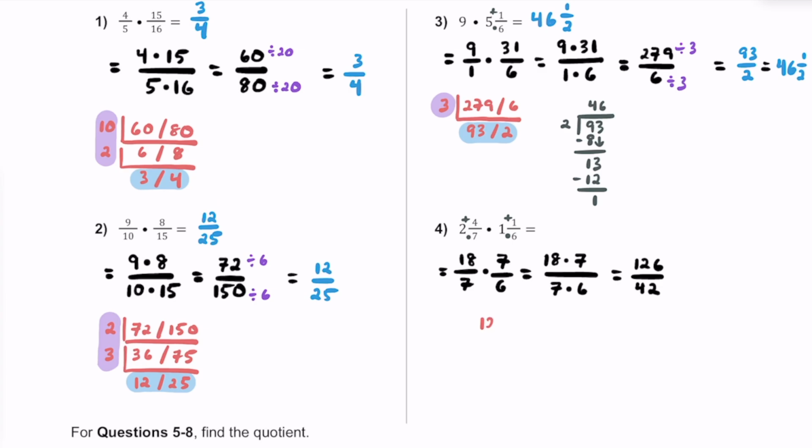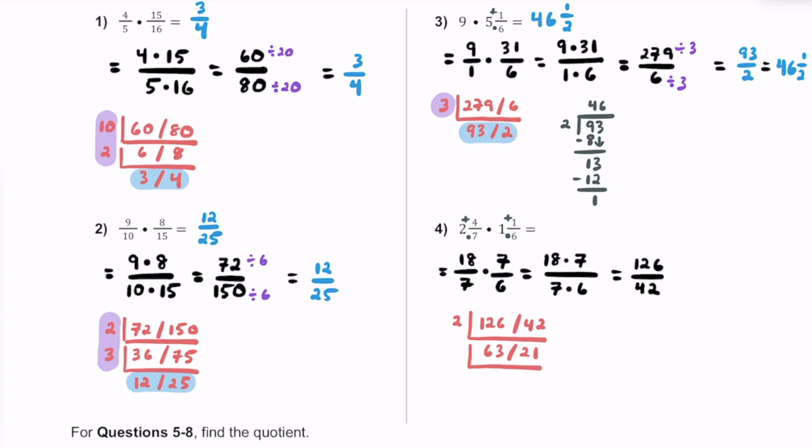So let's take this 126 and the 42, and let's see what they have in common here. They are both even numbers, so if we just want to make these smaller right away, we can go ahead and divide these both by 2. 2 goes into 126 63 times, and 2 goes into 42 21 times.